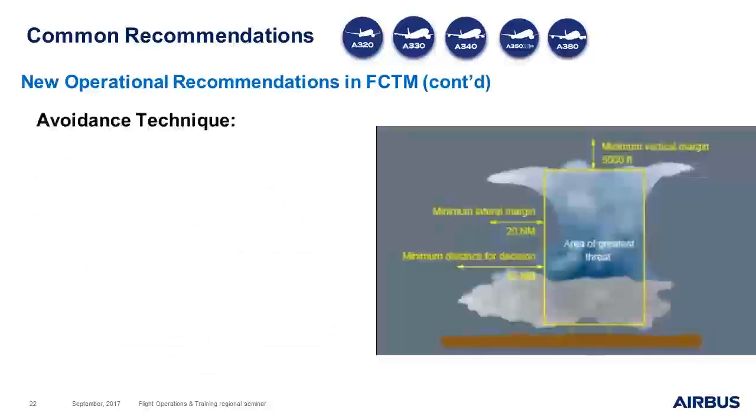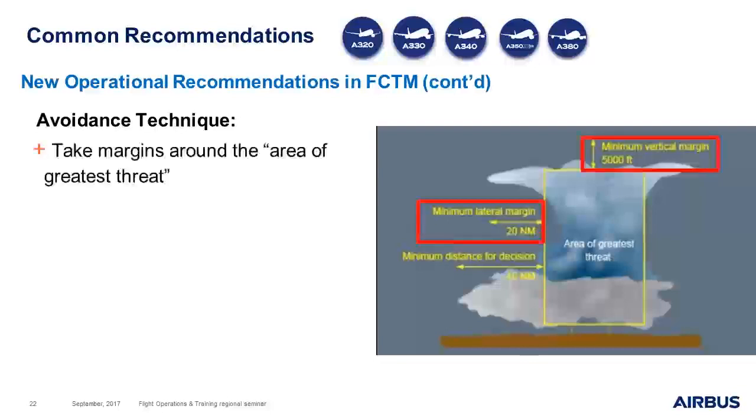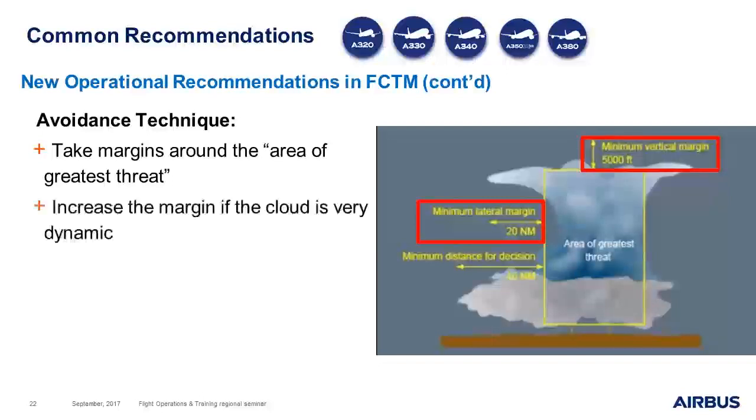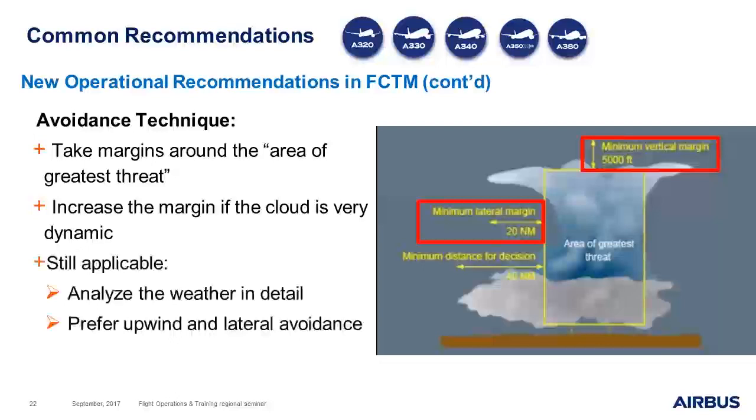We also have some recommendations about the avoidance technique. You have to take margins, but these margins are now around the area of greatest threat: 20 nautical miles laterally, 5,000 feet vertically. We also recommend to increase the margin if the cloud is very dynamic. What is still applicable is the need to analyze the weather in detail and to make a correct mental image of the weather in your brain. We also recommend to prefer upwind and lateral avoidance, which is the safest for the aircraft.